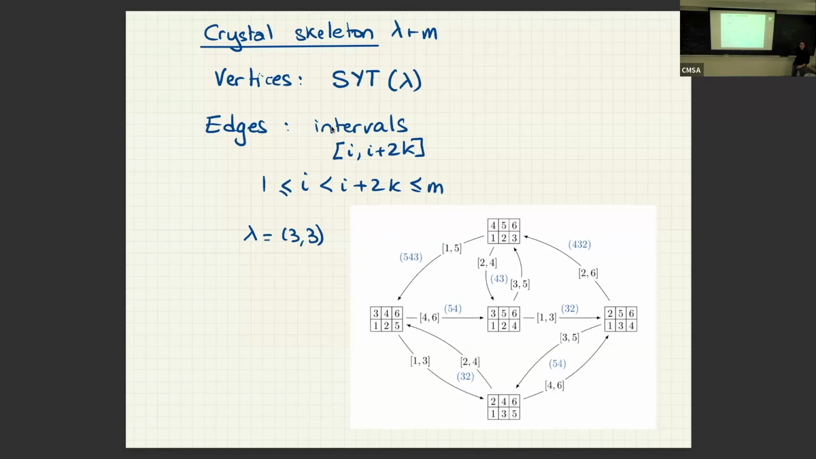As you can see, this looks very different from the crystal graph. In particular, the crystal graph is an acyclic graph, but here now we get many cycles. As you can see, here we have this cycle, but I could go also like that. Now that I smash things together, the graph looks way more complete.